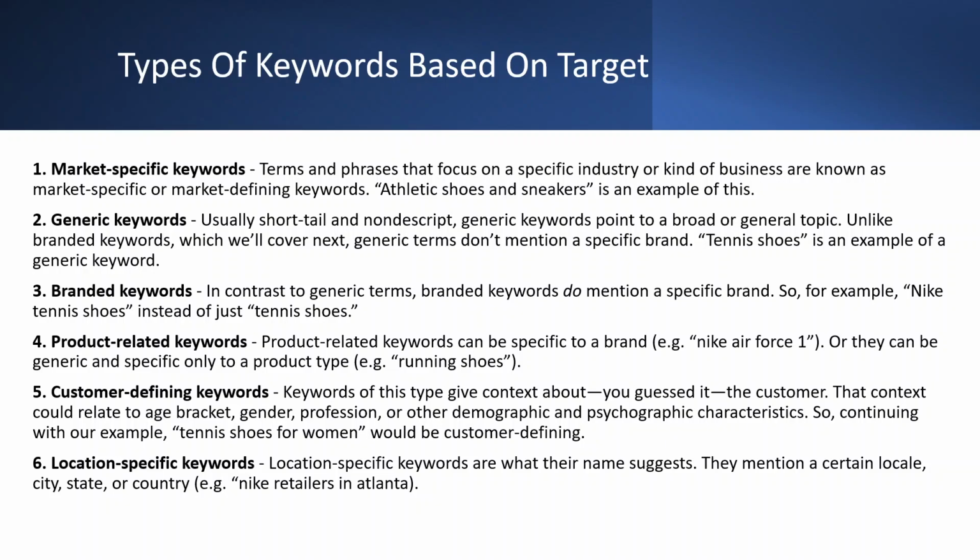The last is location specific keyword, which points to a specific location. For example, it can be digital marketing agency in Delhi, digital marketing agency in Pune. So basically these keywords are specifying the location. Okay, so this is all for now.